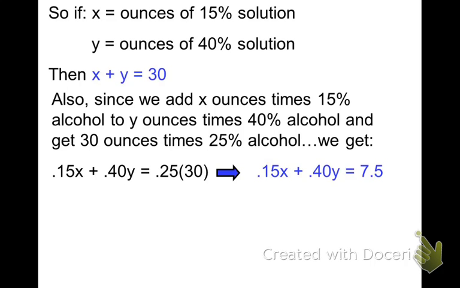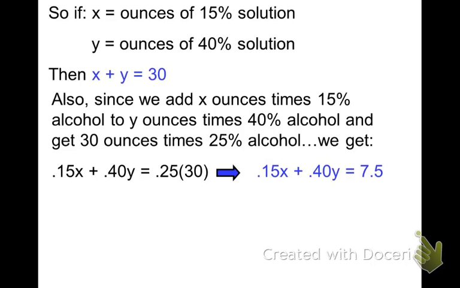The second equation that we're going to write is going to have to do with the percentages. It's going to be the percent of the 15. So we have a 15% solution times the number of ounces, so we're going to have 0.15x. That represents the amount of 15% solution we're going to have, plus 0.40y. Again, 40% is how strong the solution is, and that's going to equal 0.25, which is our 25% solution, times 30.